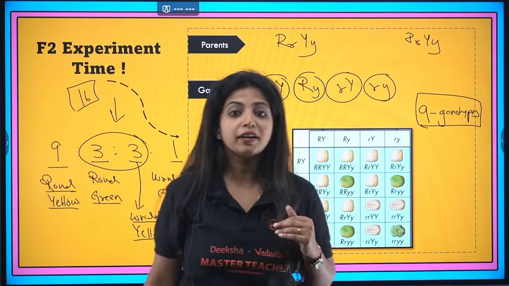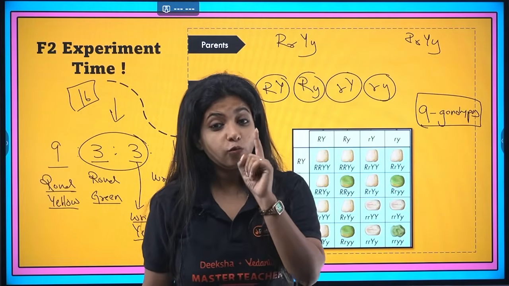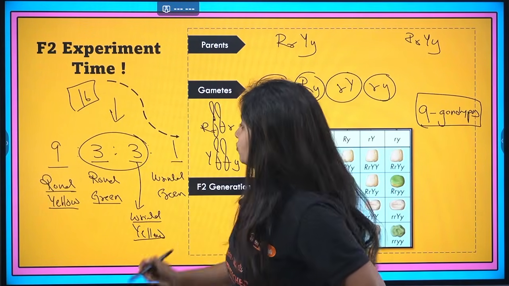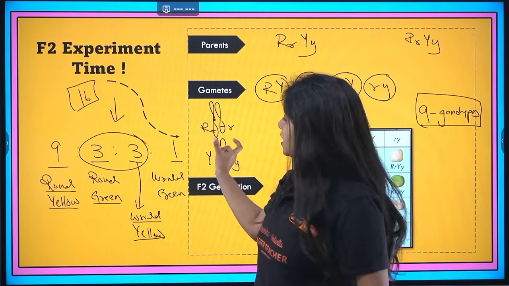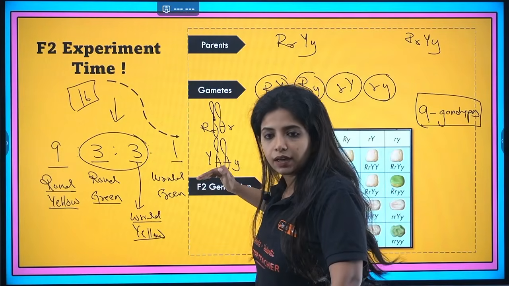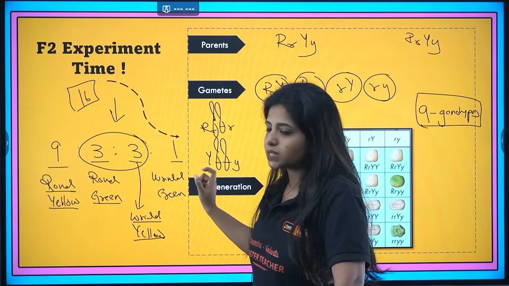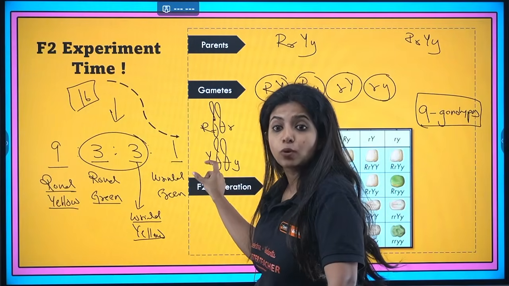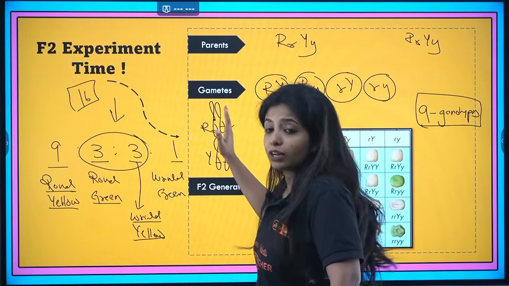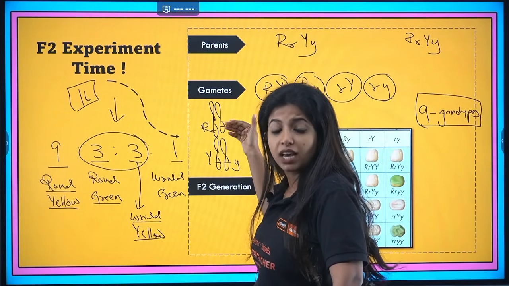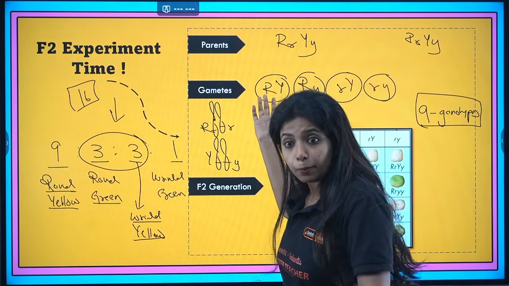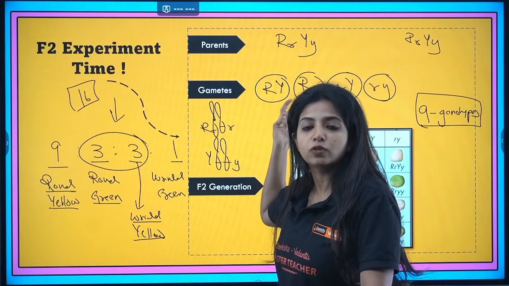And why is it happening? Why do you see non-parental characters? Because of one very important thing, and that is the law of independent assortment. It says that whenever gametes are being formed, a pair of alleles for one particular character are going to assort independently of the pair of alleles for another character. That means when capital R came from here, it didn't say that it will also have capital Y. Sometimes it was with capital Y, sometimes it was with small y. So from a pair of alleles, one segregated, this is the law of segregation, right? Law of independent assortment means when a pair of alleles is there, it is going to segregate independently of another pair of alleles.